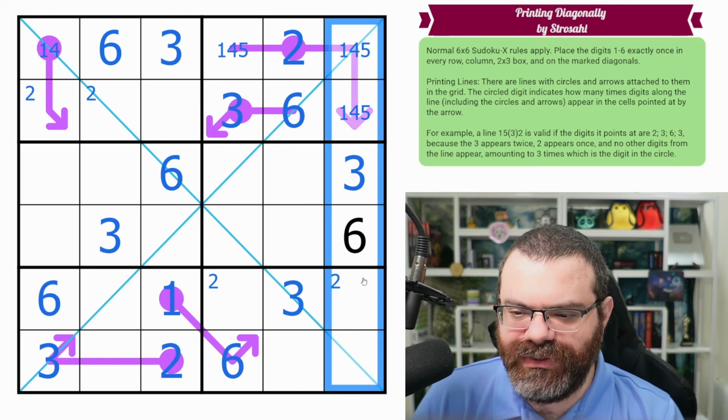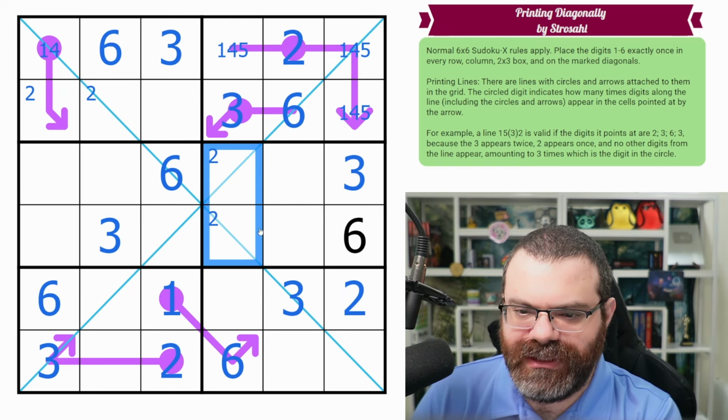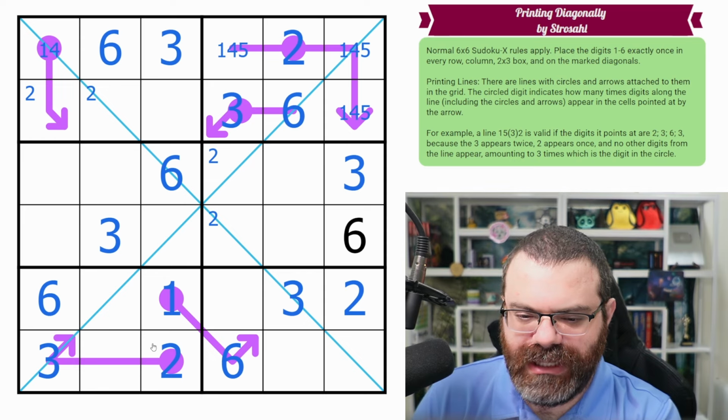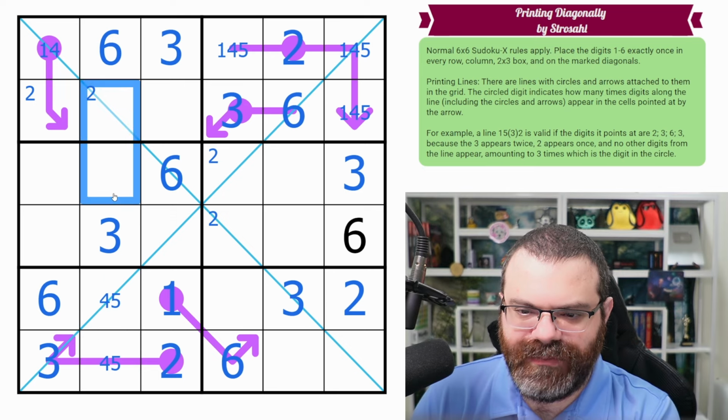This column needs a 2. It can only go here. That puts a 2 in one of these two. This is a pair. We need 4, 5. So this is a pair. We need 1, 2.